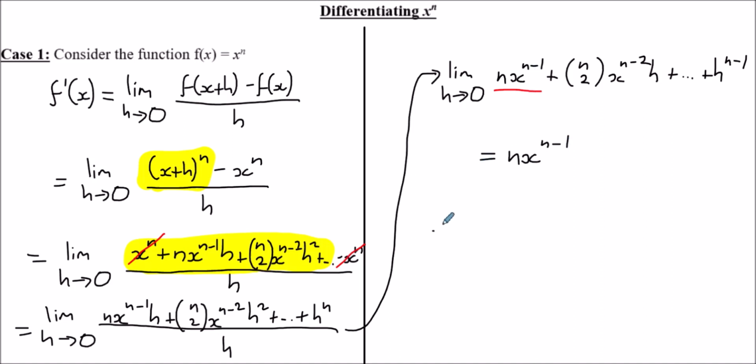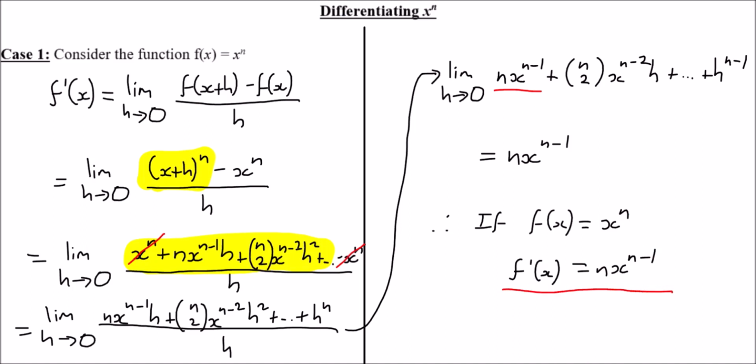So therefore, if f of x is x to the power n, then the gradient function of this, f dashed of x, is going to be n x to the power n minus 1. And that's an incredibly powerful result we'll use time and time again in year 12 and in year 13. And that goes back to what I was hinting at before in terms of a general pattern.